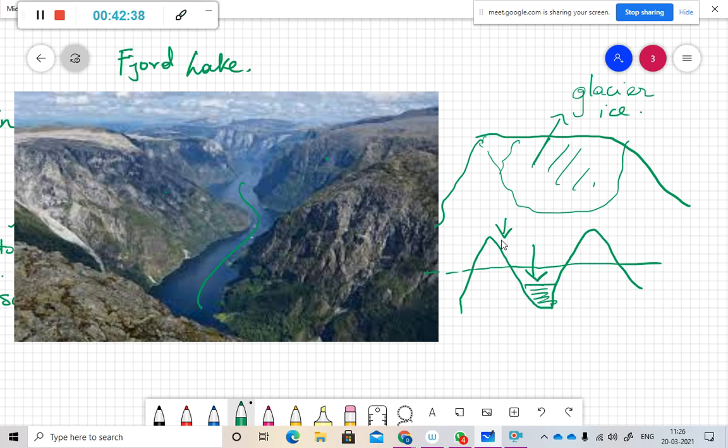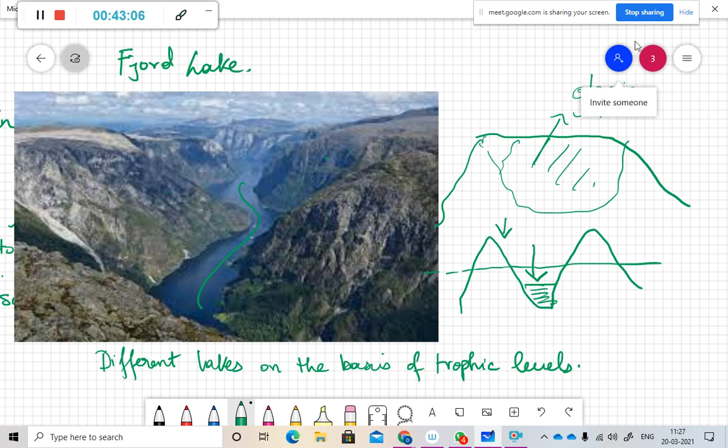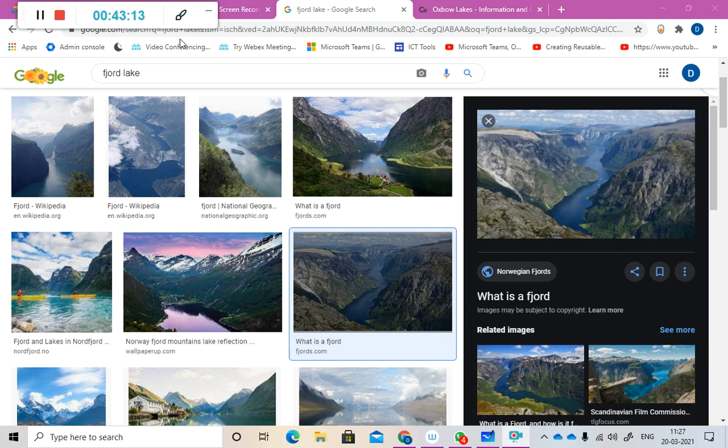So in the next day we will talk about the classification of the different lakes on the basis of trophic levels, oligotrophic lake and so on, these things we are going to study. Acha. Do you people have any questions?